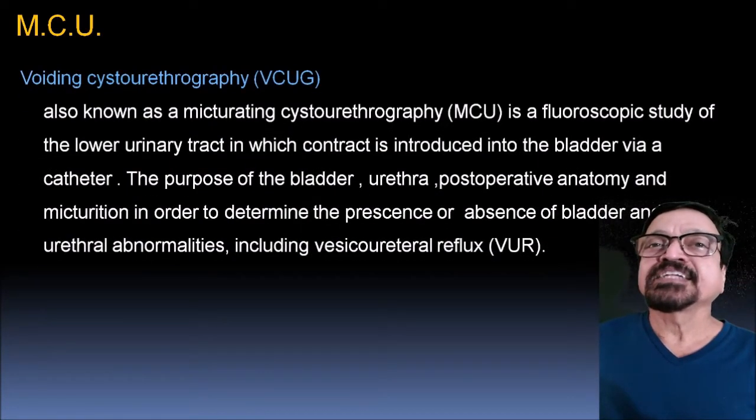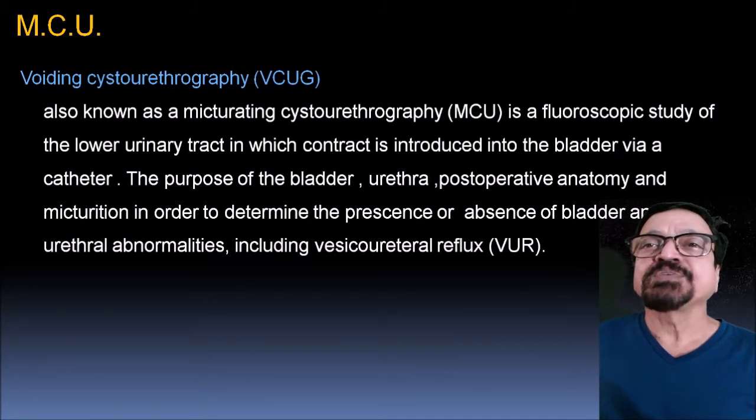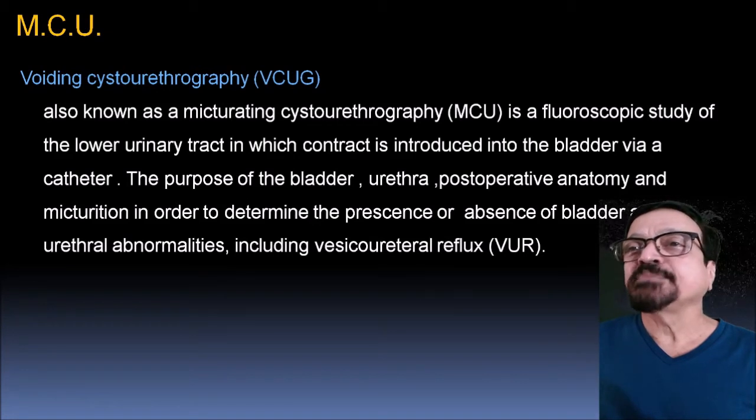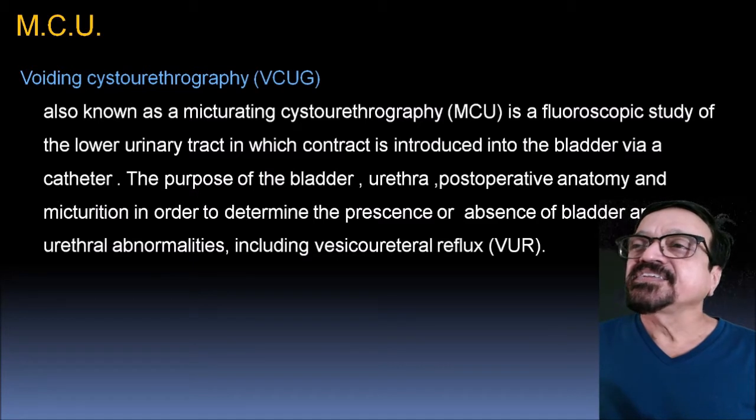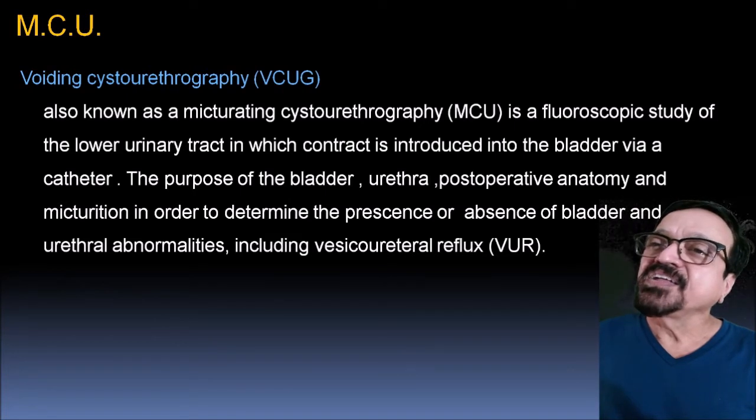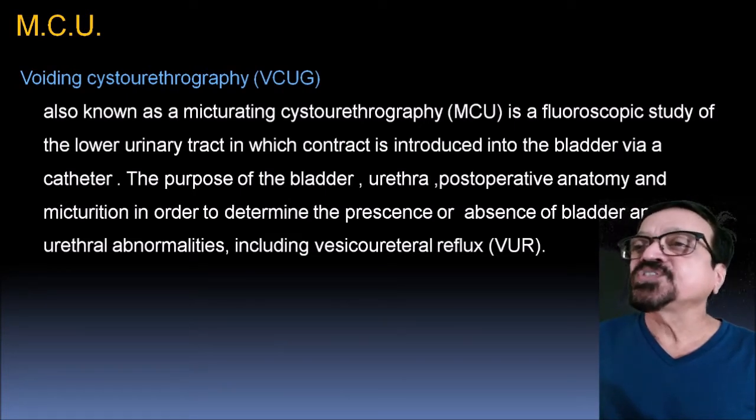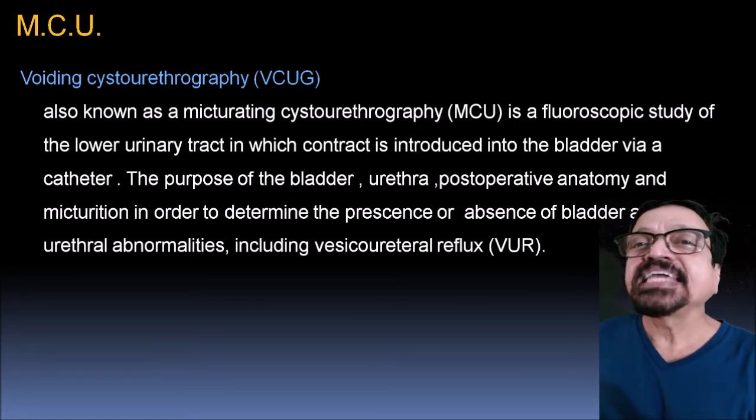Now, the terminology voiding cystourethrography is the correct terminology, which is often referred to as MCU. It is also known as micturating cystourethrography. It's a fluoroscopic study of the lower urinary tract in which a catheter is placed into the urinary bladder and the contrast is introduced into the bladder via the catheter.